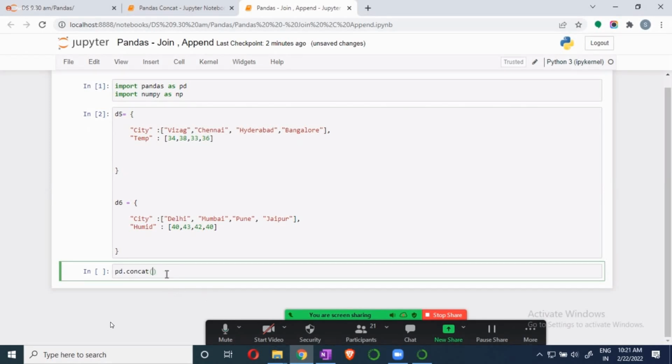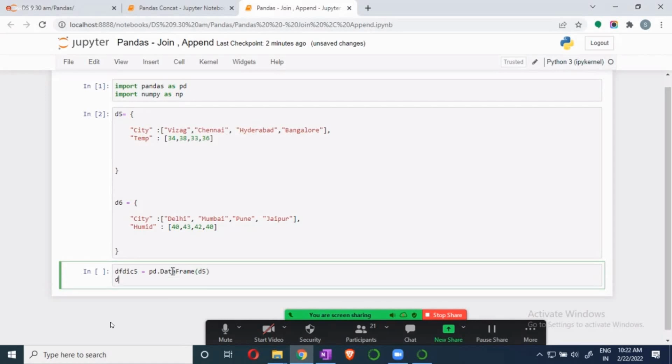pd.concat, I'm going to do it. Okay, I have to create the data frames. df dic 5 is equal to pd.DataFrame of d5. dic 6 is equal to pd.DataFrame of d6.